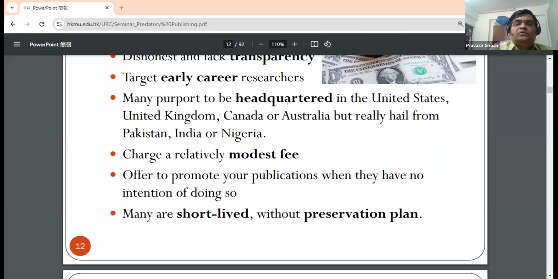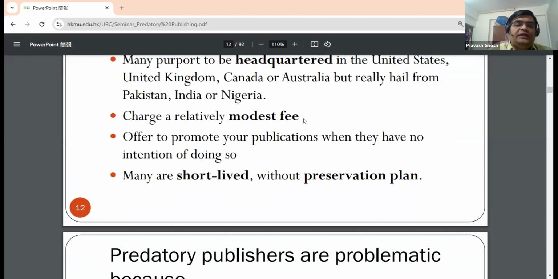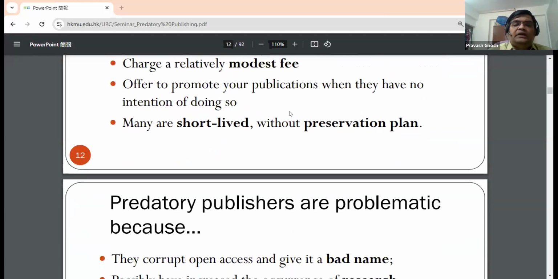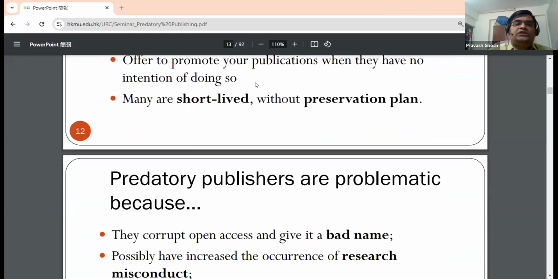Many will show they are headquartered in the US, UK, Canada, with a very good website, but actually they are located in Pakistan, India, Nigeria. Even many journals in India, Nigeria, and African countries publish from there only, but they will say we are a US, UK journal. Okay. They charge a relatively modest fee and offer to promote your publications when they have no intention of publishing your paper, right? They only take your money.